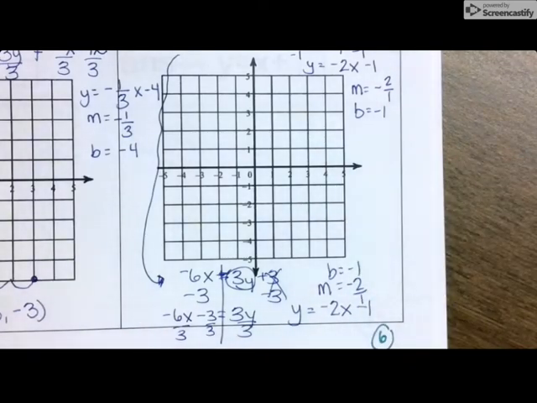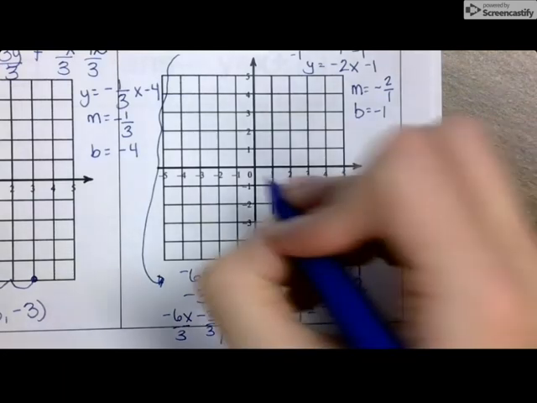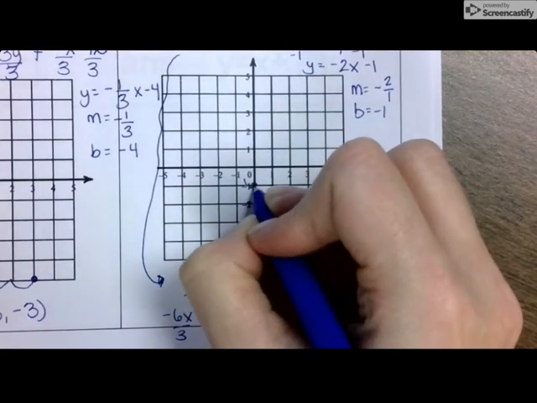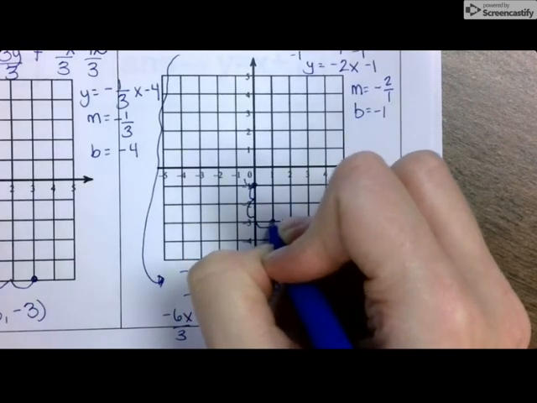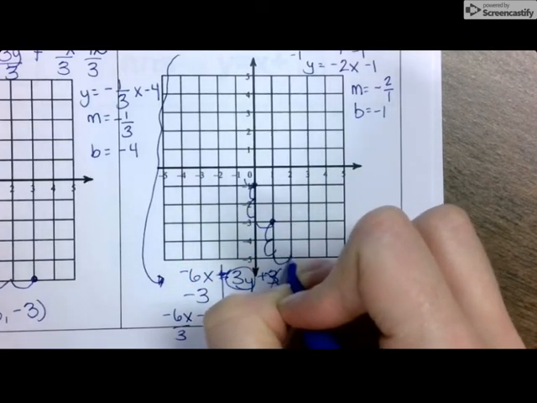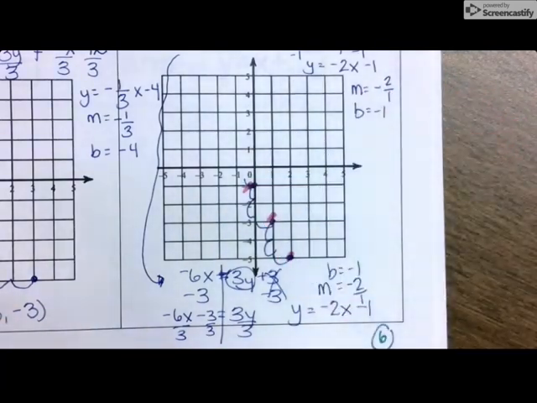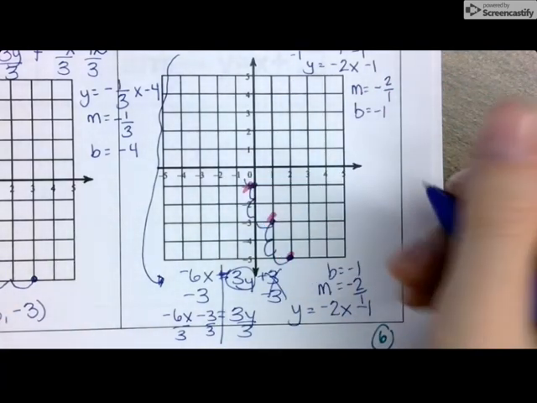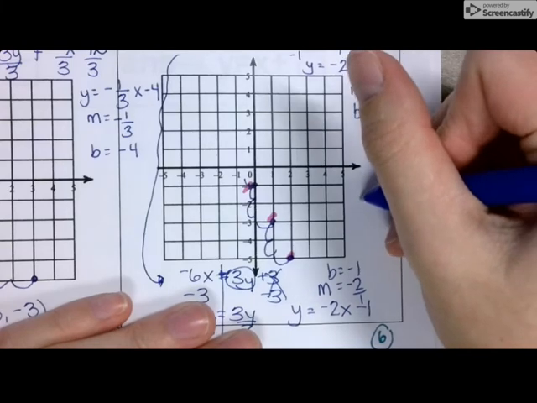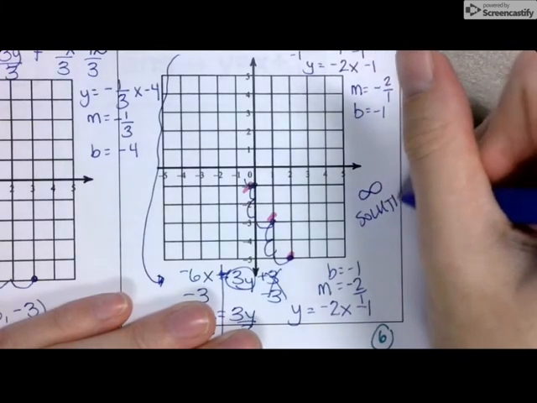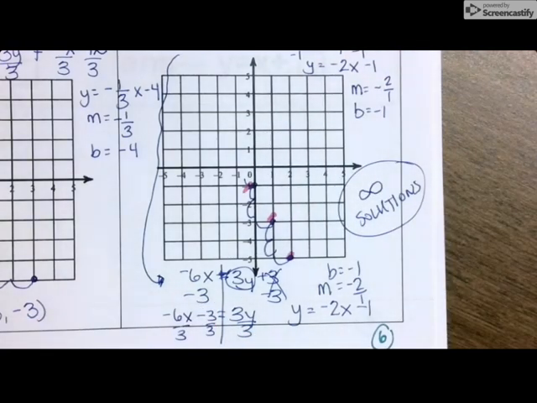Negative 2 over 1, sorry. And so both of these graphs are going to start at negative 1, and we are going to go down 2, right 1, down 2, right 1, and this is actually going to be both of these graphs. So this one is actually infinite solutions.